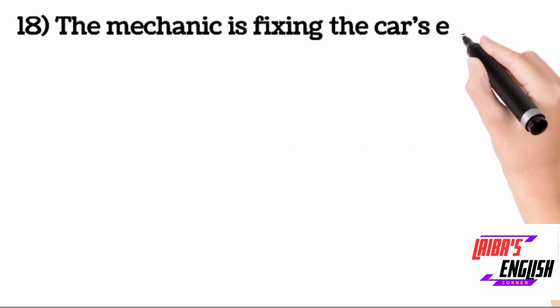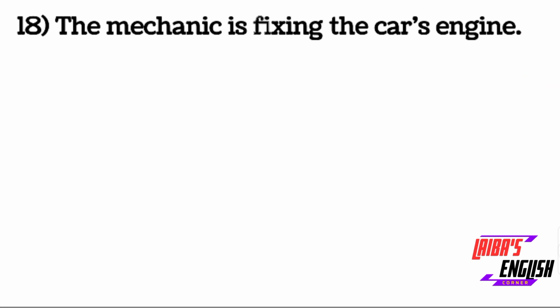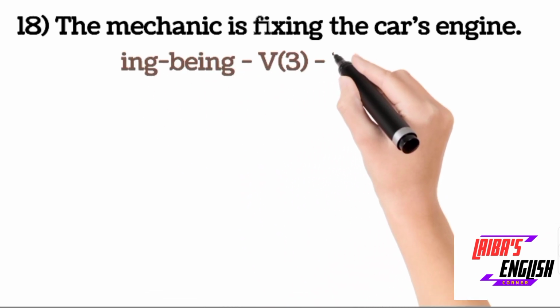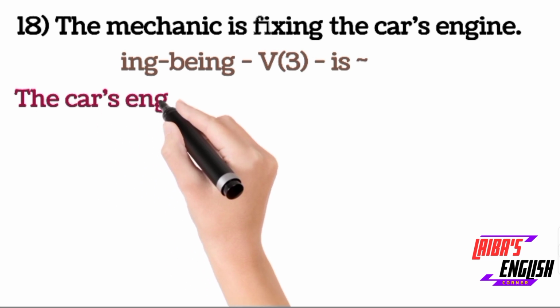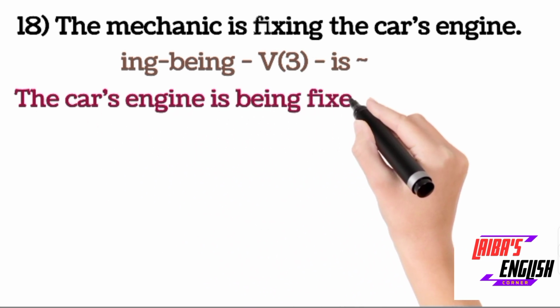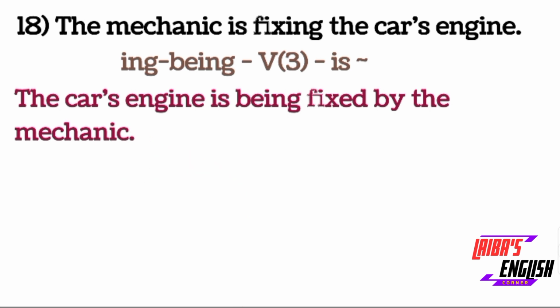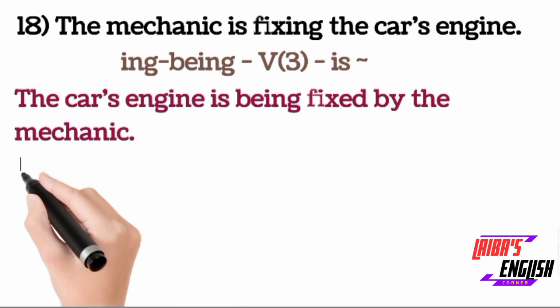18th example is, the mechanic is fixing the car's engine. So the car's engine is an object. We will use it in the place of subject. ing is used, ing will change into being. Is, am, are will not change. I already told you that whenever there will be is, am, are or was verb, we will not change. So the sentence will be, the car's engine is being fixed by the mechanic.